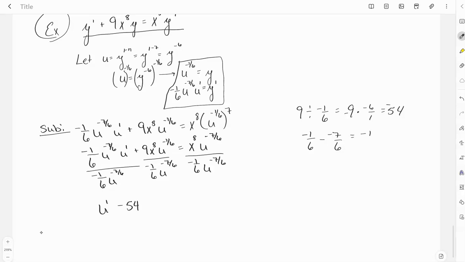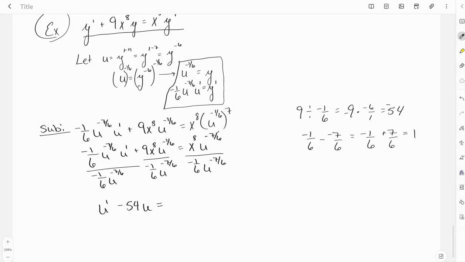So check out what's going to happen here. We're going to see some magic. We're going to end up with 6 over 6, which is 1. So this is going to give me a u to the first power, and that should always happen when we do the substitution with Bernoulli.